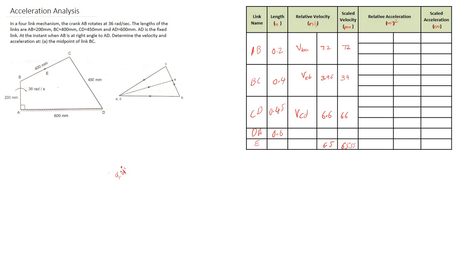Next we have to draw the relative acceleration diagram. For that we need a tangential component, a centripetal component, and finally the resultant, which is the acceleration of B with respect to A.